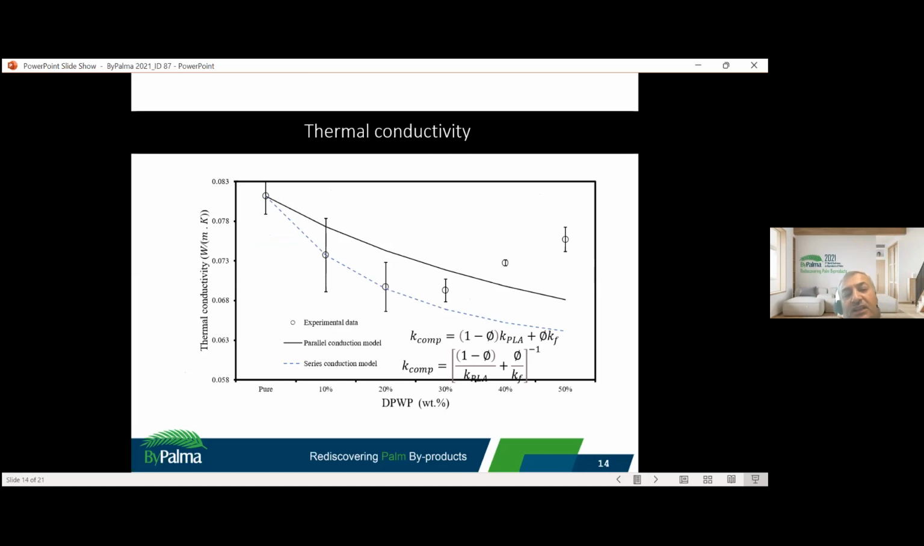If we move down, after a certain percentage, which is above 30%, we have a slight increase again of the thermal conductivity. We see that here, if we make now the theoretical validation, most of the data can be fitted by what we call the series conduction model. In this model, we simply assume that the particles are well dispersed.